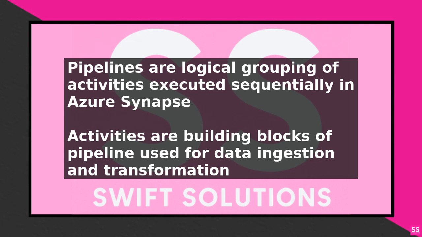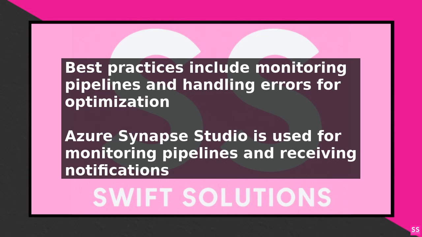Best practices for data ingestion in Azure Synapse include monitoring our pipelines and activities, handling errors and exceptions, and optimizing our data ingestion workflows for performance and scalability. We can use the Azure Synapse Studio to monitor our pipelines and activities, and receive notifications when errors or exceptions occur.